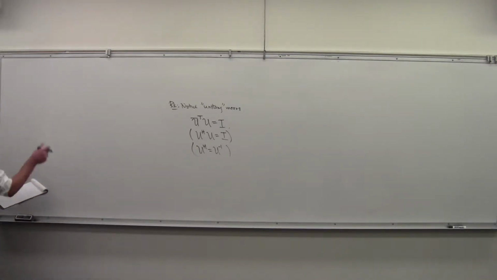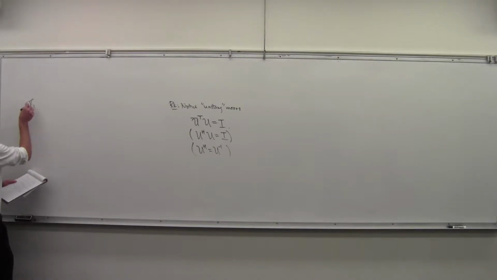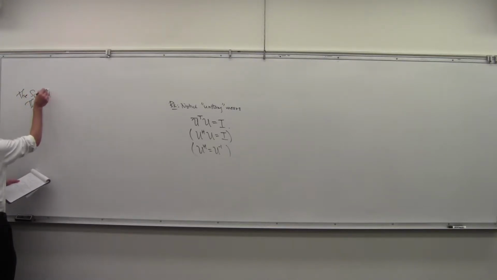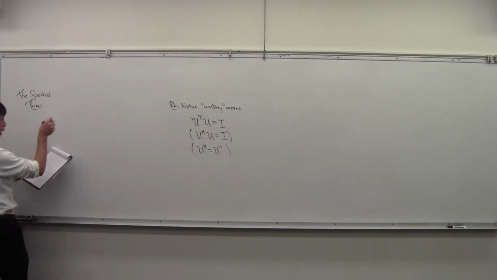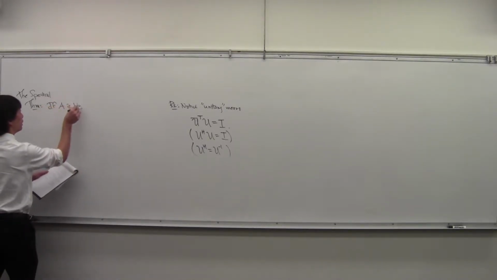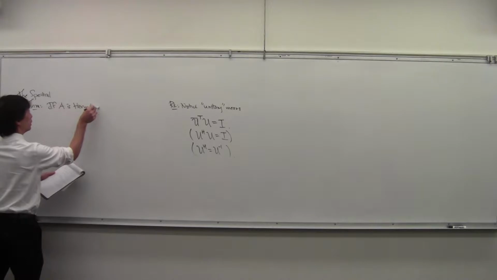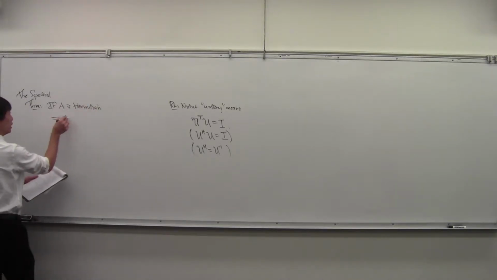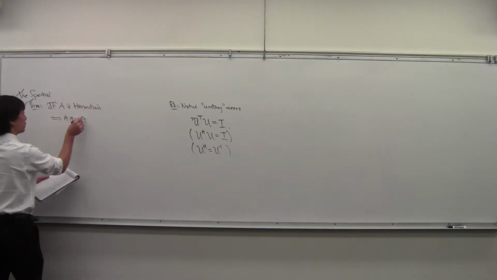But in fact, there's something even more amazing, and this is called the spectral theorem. The spectral theorem: if A is Hermitian, then it is unitarily diagonalizable.